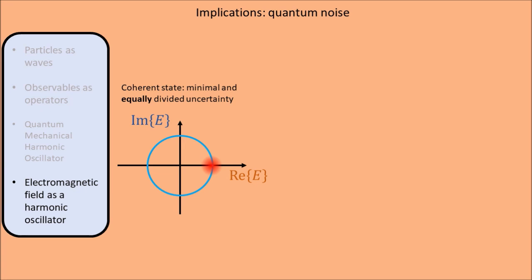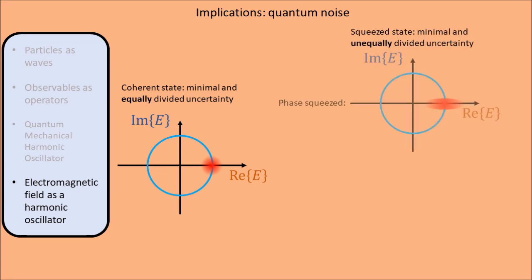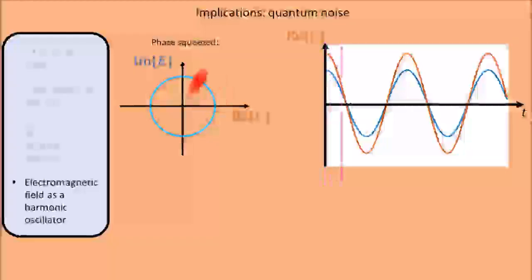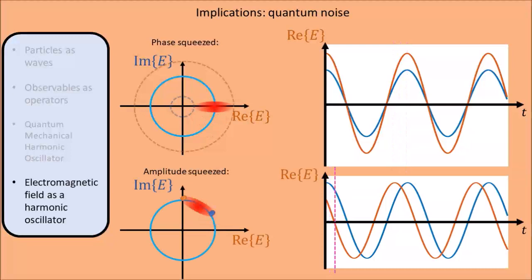If we do this, we get something that's called squeezed light. We could, for example, decrease the uncertainty in the phase and increase the uncertainty in the amplitude to get phase squeezed light, or do the opposite to get amplitude squeezed light. Just like a coherent state can be represented as a spot rotating in circles, squeezed states can be represented as ellipsoidal spots rotating in circles. The probability distribution of the real part of the field can be measured experimentally, which is evidence that these states indeed exist and can be generated.